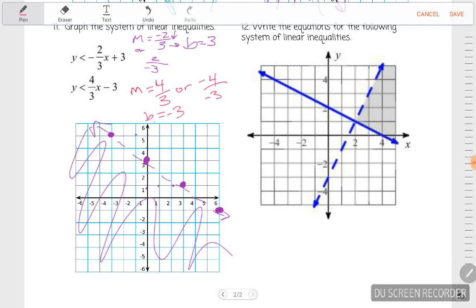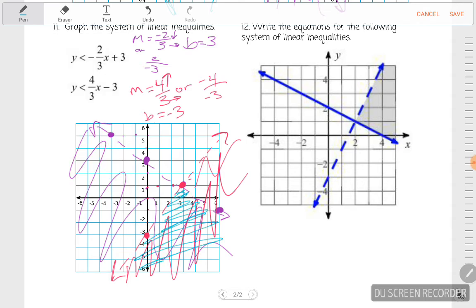So I start at the y-intercept. I go up 4 and to the right 3. So 1, 2, 3, 4, 1, 2, 3. And I'm at this point. I'm going to connect them again with a dashed line. And I'm going to shade below this line because it is less than. Okay, and I see, of course, that they overlap in this area here. So I want to kind of emphasize that by shading over it again.